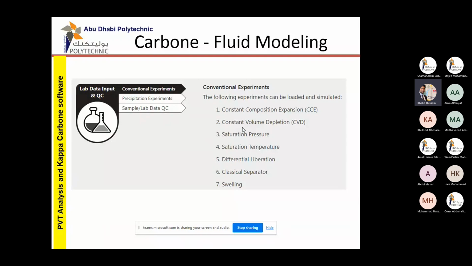And then we have differential liberation, which shows how the composition will change if we are above the bubble point, and how the composition of oil will change during production. We can find this through this test. We can also do a test to find at which pressure and how many separators we should install in the field. And we also have a swelling test, which is related to EOR, enhanced oil recovery testing.